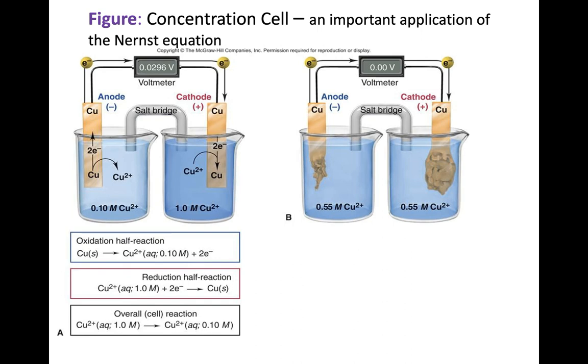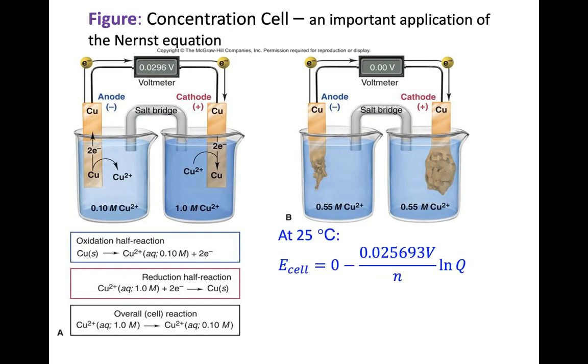So the overall half reaction is the same on both sides, right? So we've got copper being oxidized at the anode, copper being reduced at the cathode. So the reduction potential for copper is plus 0.34 volts, but the oxidation is minus 0.34 volts. So when we add those up, we're going to get a zero cell potential for our standard cell potential. Overall, we're going to have copper ions on the reduction side, the left-hand side, going to copper ions on the right-hand side, or the anode side, or oxidation side.